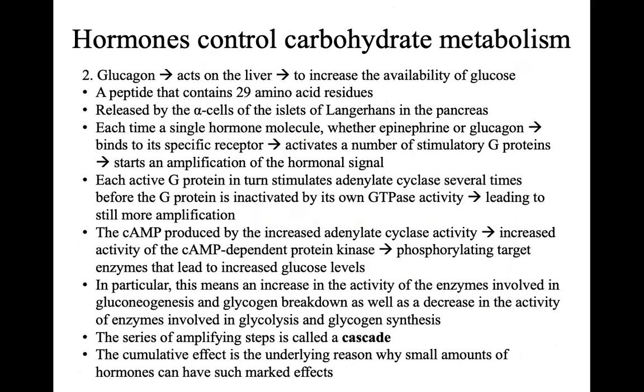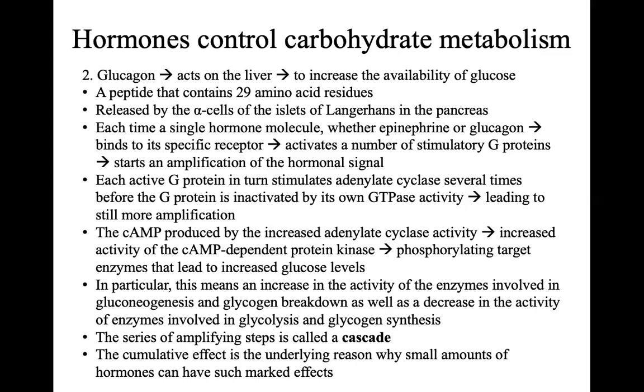But please do not confuse it with glucagon. Glucagon is another molecule. It acts on the liver to increase the availability of glucose. Glucagon is a peptide that contains 29 amino acid residues, released by the alpha cells of the pancreas. But the beta cells of the pancreas produce insulin.